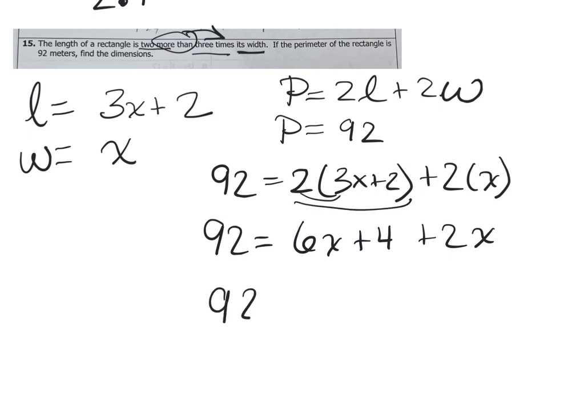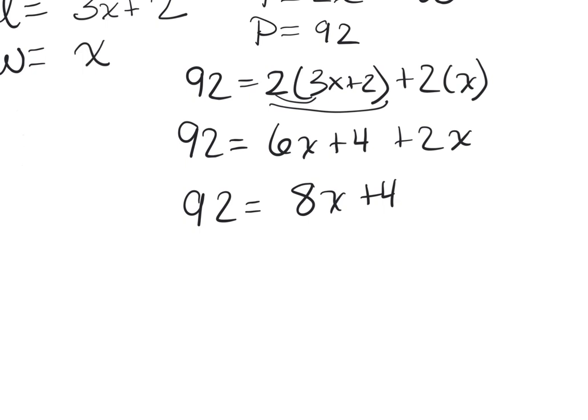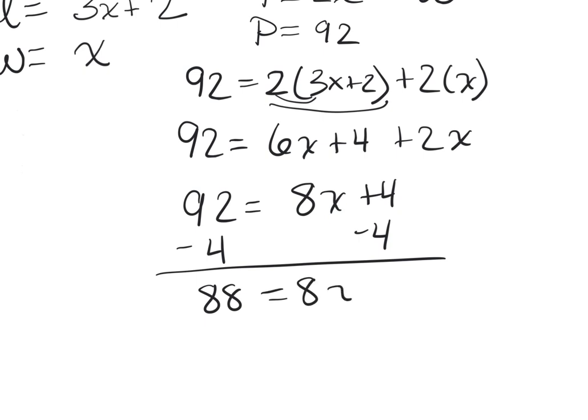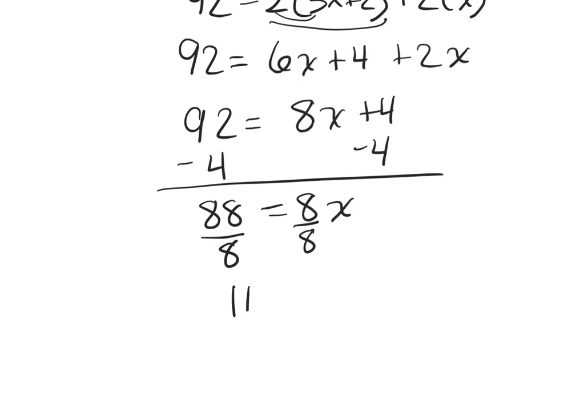And then I have 8x plus 4 equals 92. So then minus 4, minus 4. Subtract your 4 and you're going to get 88 equals 8x. Divide by 8, divide by 8. So if you divide by 8, x equals what? 11. So go back up to your question.